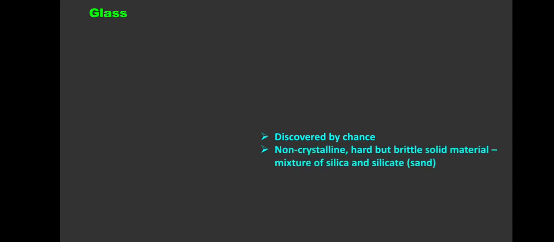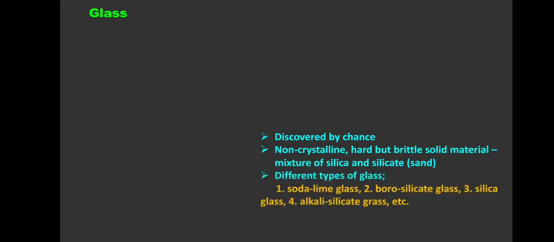Glass is a non-crystalline, hard but brittle solid material formed from a mixture of silica and silicate, which we refer to as sand. When we visit the beach, we have seen the sand. Yes, okay. So if you see, it's not crystalline and it's pretty hard. Now there are different types of glass. Some are quite delicate and some are stronger than those. And also it's brittle. It's not very soft.